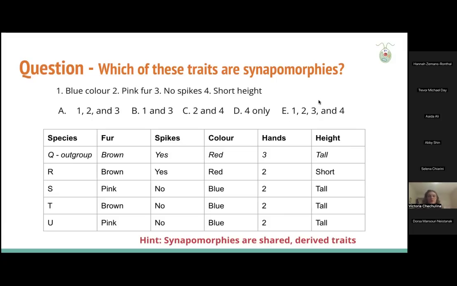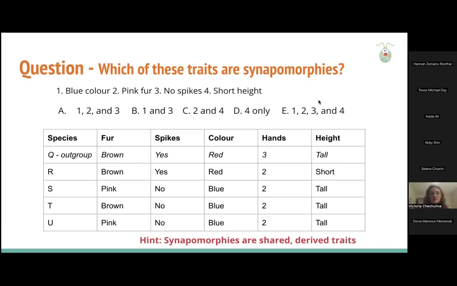So if we look at blue color, that is a trait that is shared among species S, T, and U, and it's also derived because the outgroup, species Q, was red. So that trait is derived. The most recent common ancestor of all of these species was red. It wasn't blue.